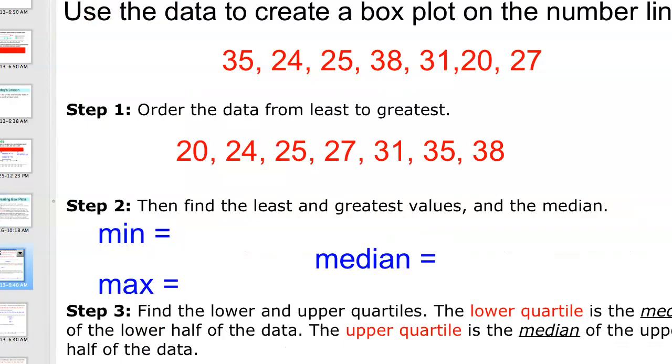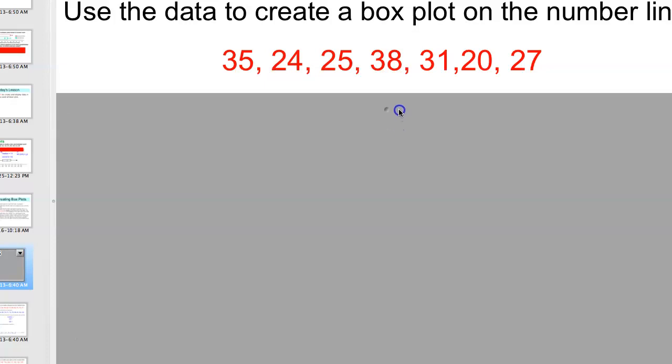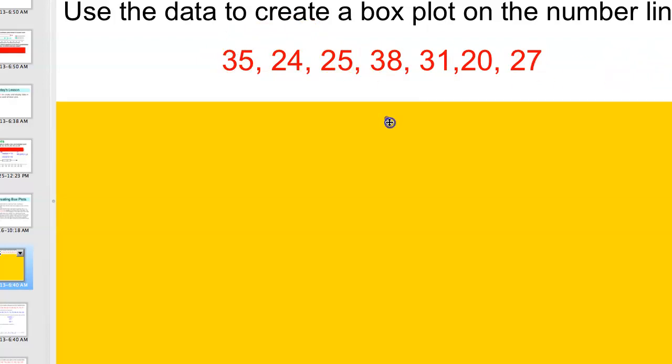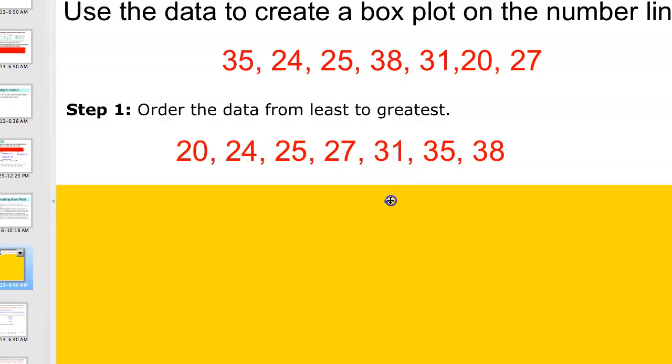Okay, we're going to do another one here. What I'm going to do is shade this and bring it down so it's a little bit easier to see. All right, so here's my data set. These are my numbers. Step 1, I have to put the numbers in order from least to greatest, and I did that in advance to save us some time in the video. So least to greatest, okay?